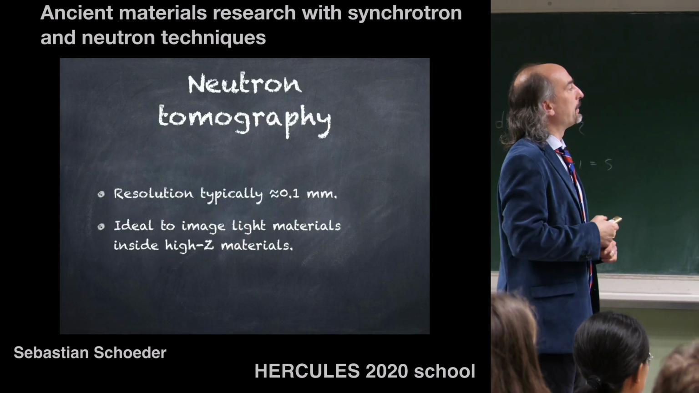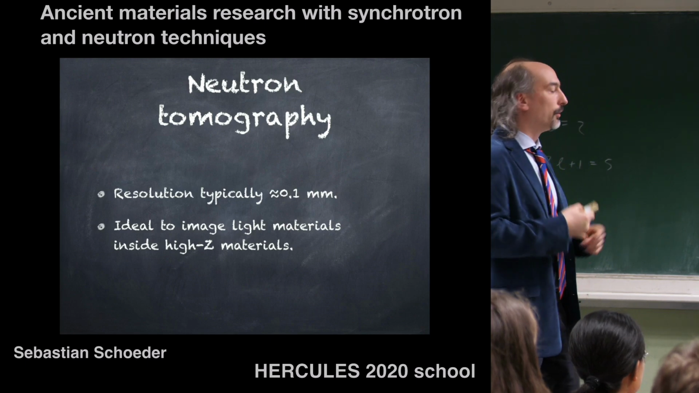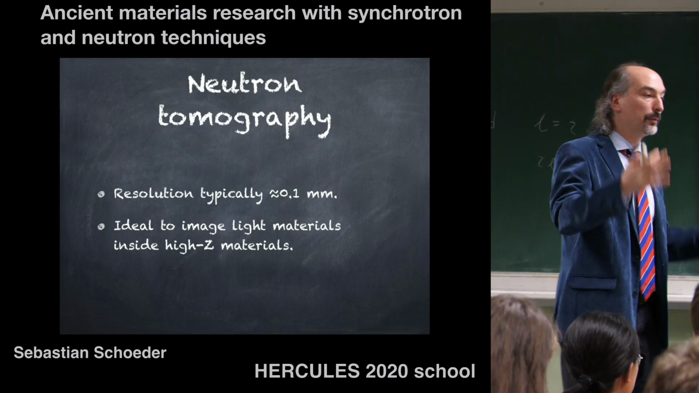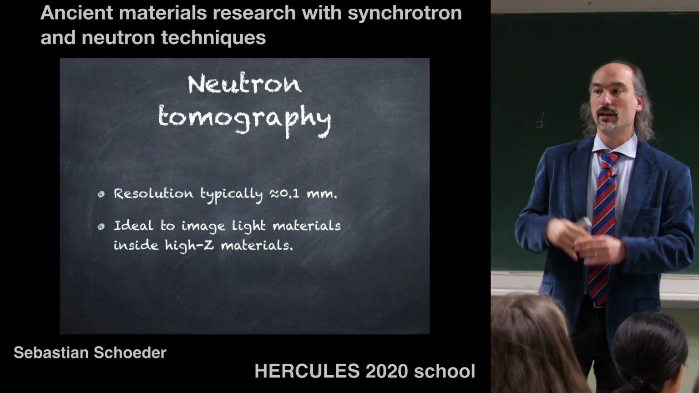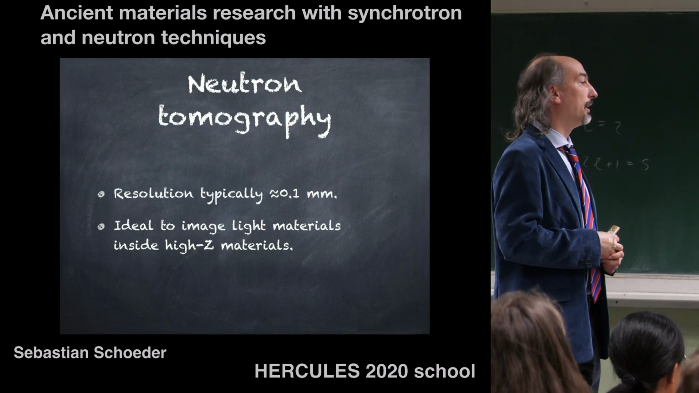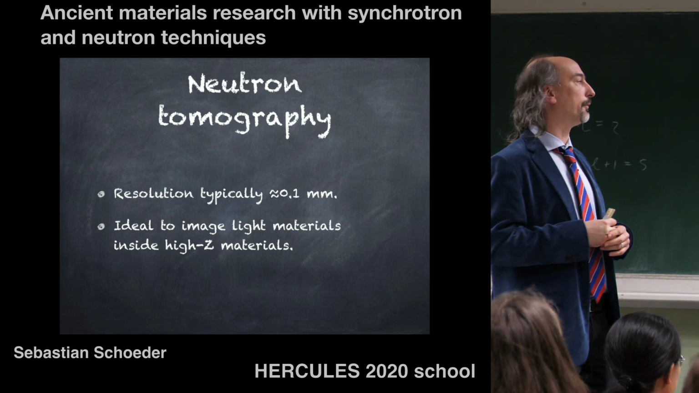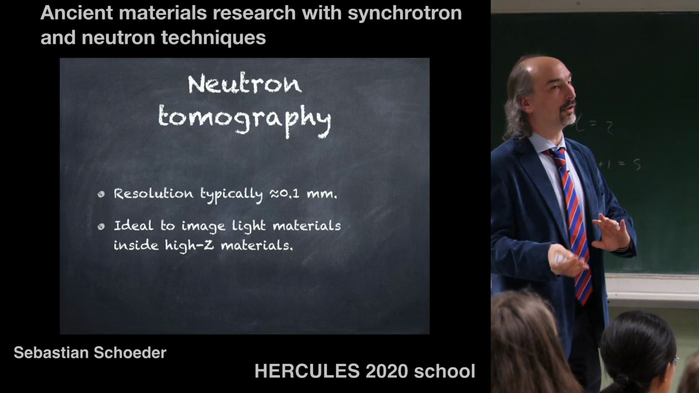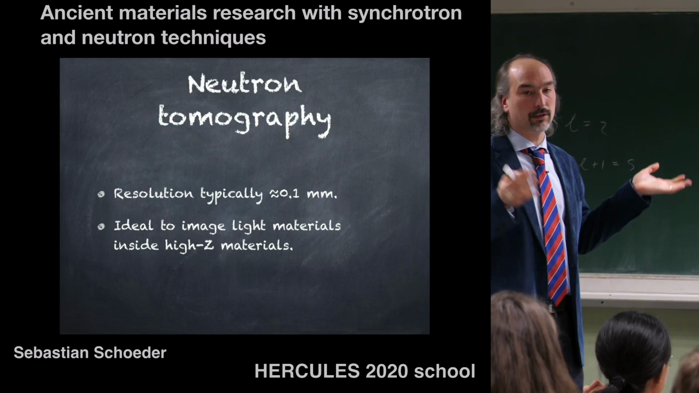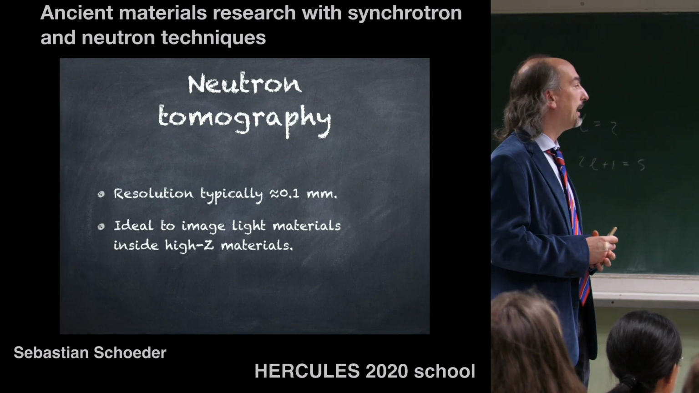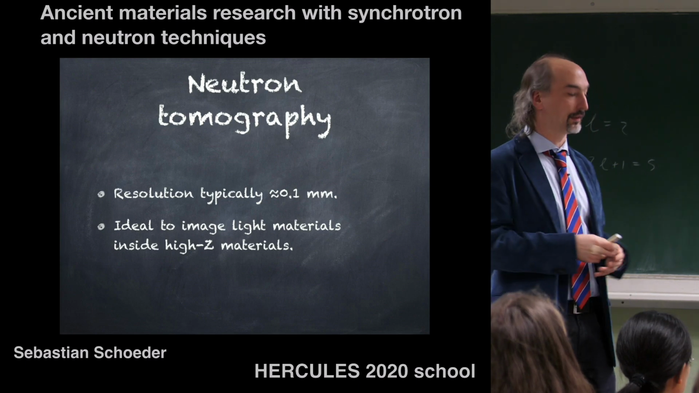Okay, we're going to finish with neutron tomography. So neutron tomography is very complementary to X-ray tomography. So we're typically again going to look at larger samples, more absorbing samples. So we typically have resolutions of around a millimeter or a fraction of a millimeter. And neutron tomography is, of course, ideal to image light Z materials inside heavy metals, for example.